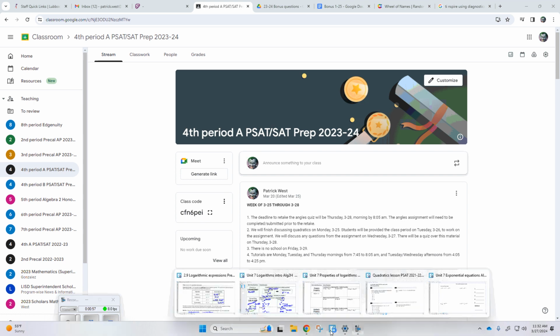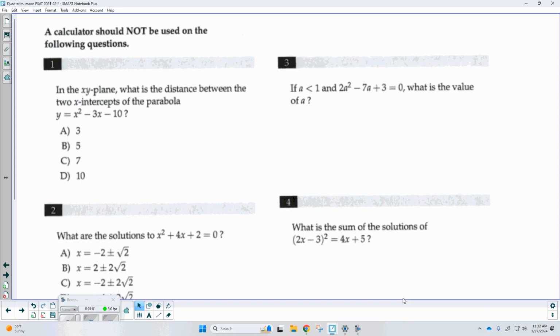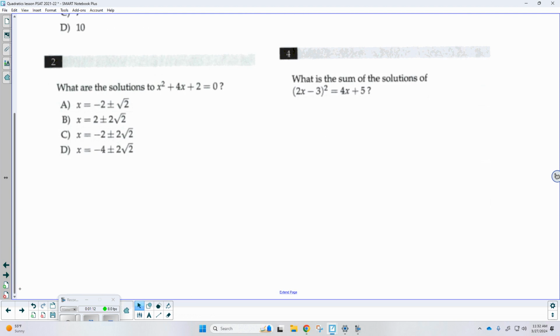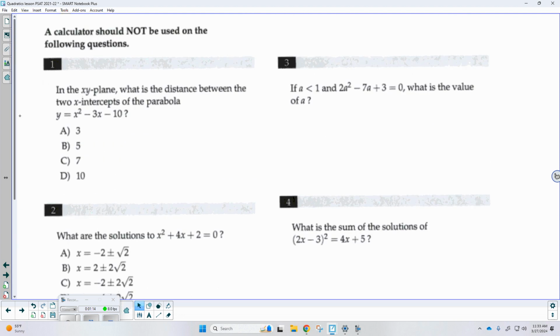All right, so let's see here. We want quadratics lesson. There we go. Okay, so what questions do we have? Number 3, right to it. If a is less than 1 and 2a squared minus 7a plus 3 is equal to 0, what's the value of a? All right. So basically, we just want to go ahead and find the root that's less than 0.